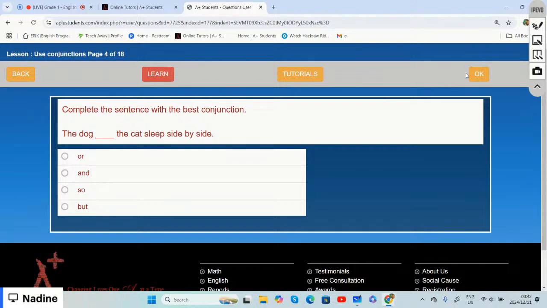So well done. The next one says, the dog, the cat sleep side by side. The dog, cat sleep side by side. Which one is correct? Do we say the dog or the cat? The dog and the cat? The dog so the cat, or the dog but the cat sleep side by side? Which one is correct?